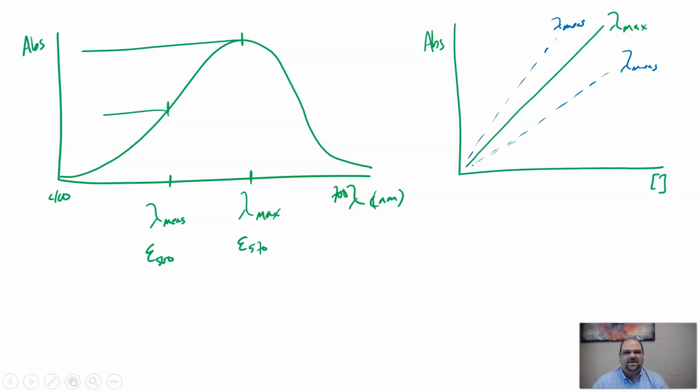All right, that's a little bit more about Beer's law and how we use Beer's law. That's from chapter 18 and a bit of 19.